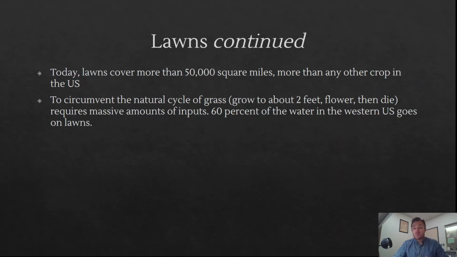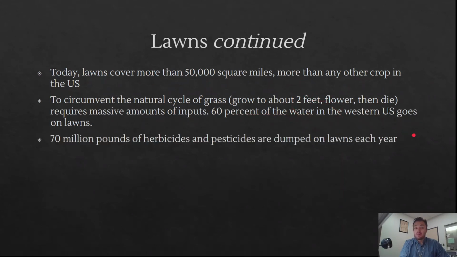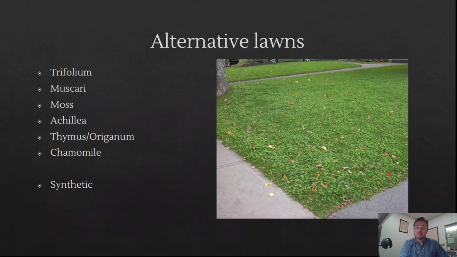60% of all water in the western U.S. goes on lawns. Not for crops, not for food, not for drinking or anything like that, just for lawns. So a lot of our water problems come because everyone wants a lawn that very few people actually end up using. We also get a huge problem from herbicides and pesticides being dumped on them.